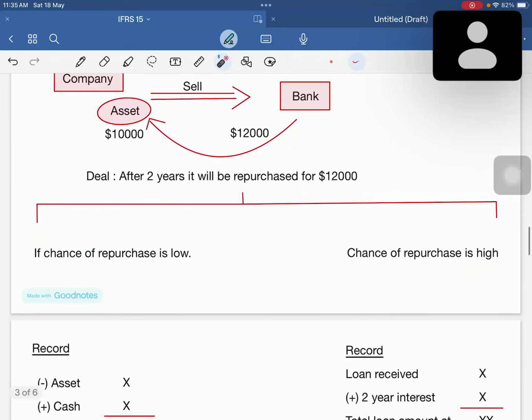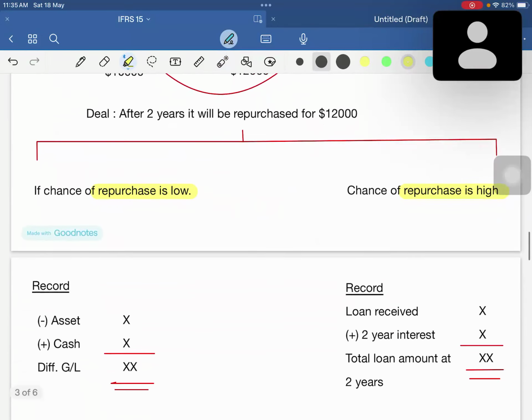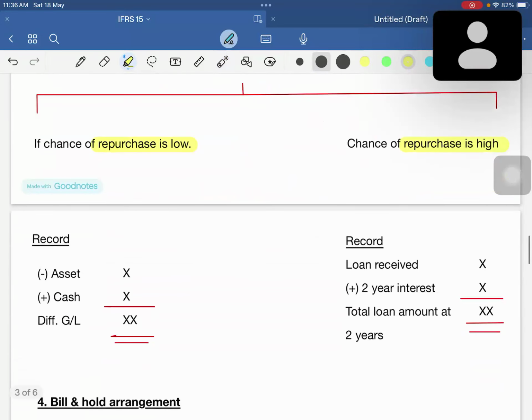Here also we are going to divide the sale arrangement into two categories. The first category is where the chances of repurchasing is low. The second category is where the chances of repurchasing is high. So how do we record it? If the chance of repurchase is very low, that means we're going to assume that the asset is actually sold. So you're going to deduct that amount from the asset, add it to the cash, and any gain or loss is going to be realized.